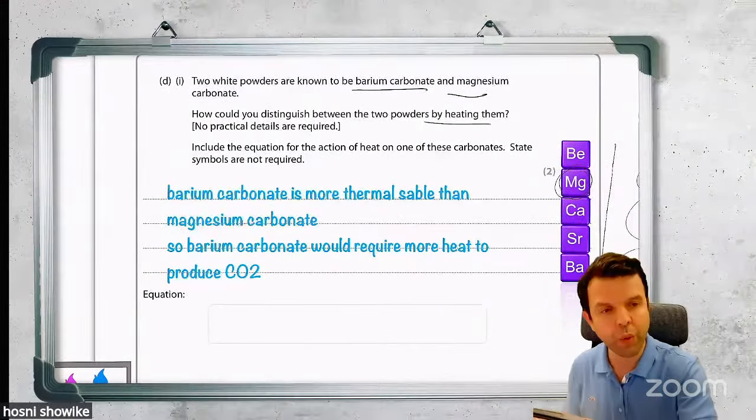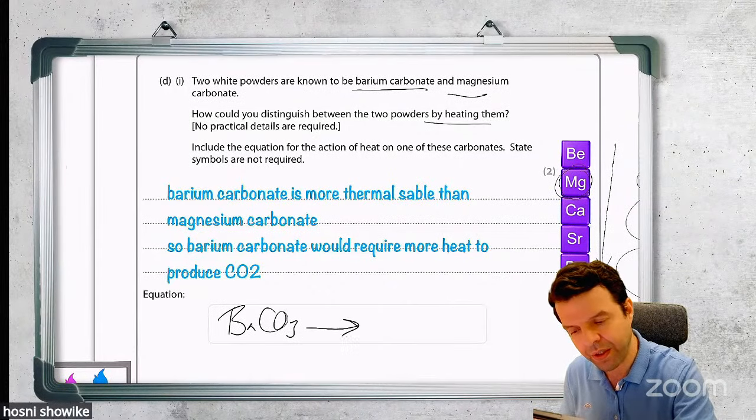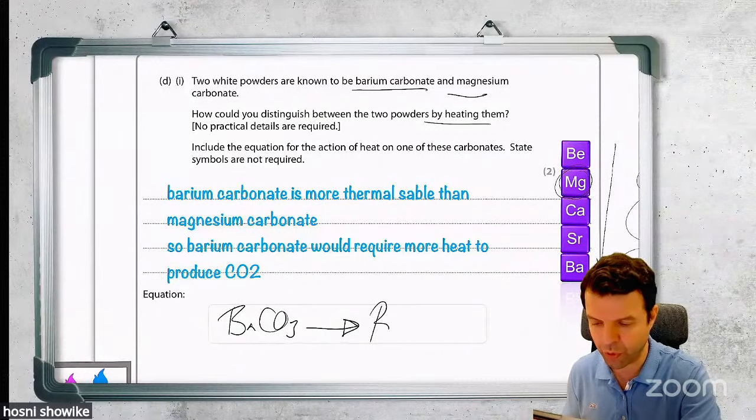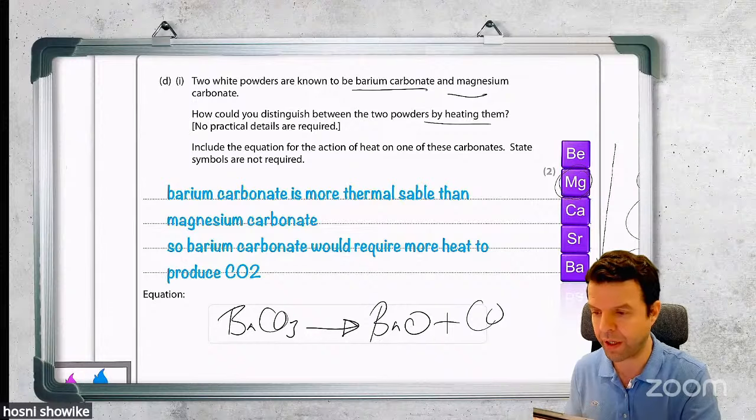How is it going to decompose? How would barium carbonate decompose? Barium carbonate, when it's heated, forms the oxide and carbon dioxide.